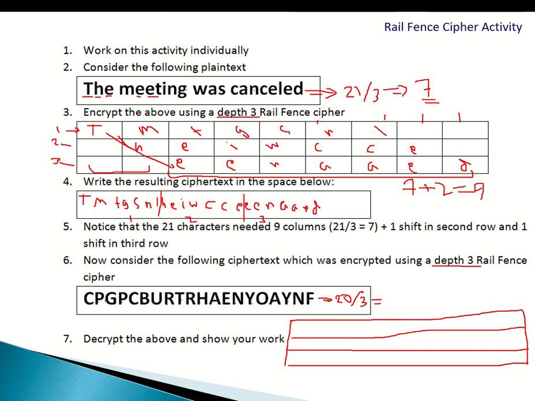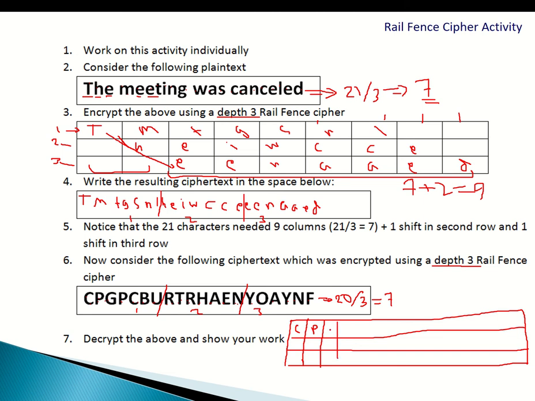I'll show you how many columns. So let's start writing it. This is depth 3. Each row should contain a maximum of 7 letters. So we start with C, P. Take the first 7 letters: 1, 2, 3, 4, 5, 6, 7. This is the first row. Then 1, 2, 3, 4, 5, 6, 7 for the next row, and the third row. And then we write them here: first row, second row, third row.